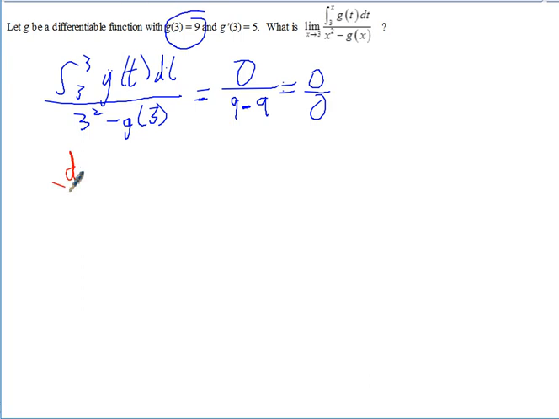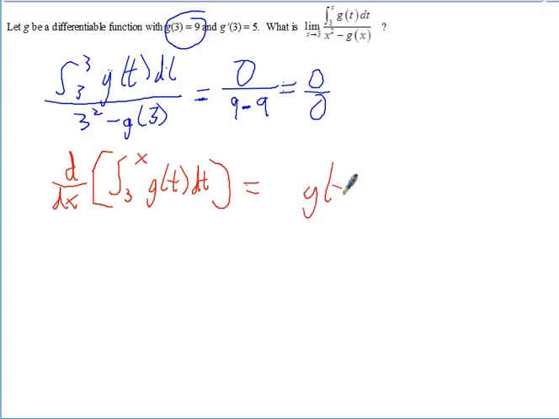And then again, when you take the derivative of the integral from 3 to x, it's just going to get you g of x. If this variable just replaces this one, it's the second fundamental theorem. And then the derivative of the denominator is 2x minus the derivative of g of x is g prime of x.